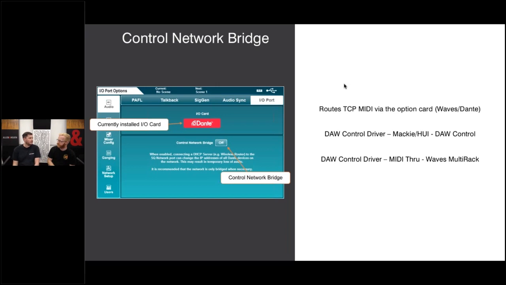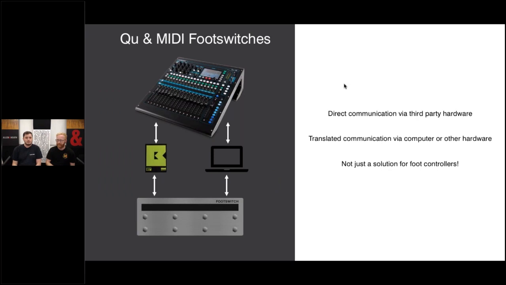Cool. We're getting on for time, so the last example we're going to go over is the SQ and MIDI footswitches. MIDI footswitches generally use either USB or a 5-pin DIN connection. So how would you actually connect this to the SQ?